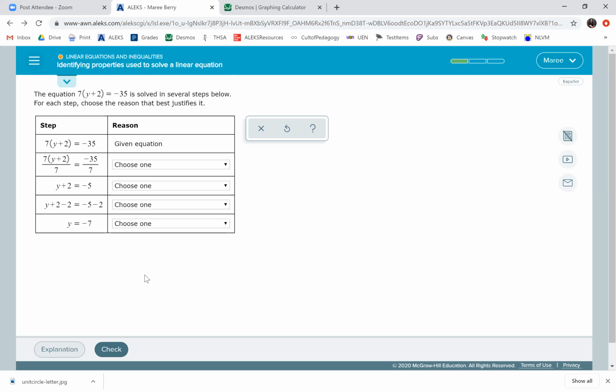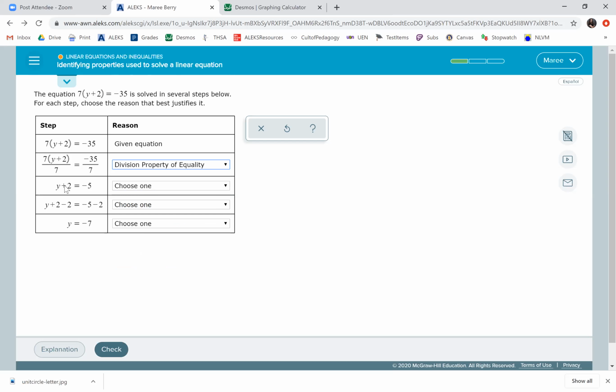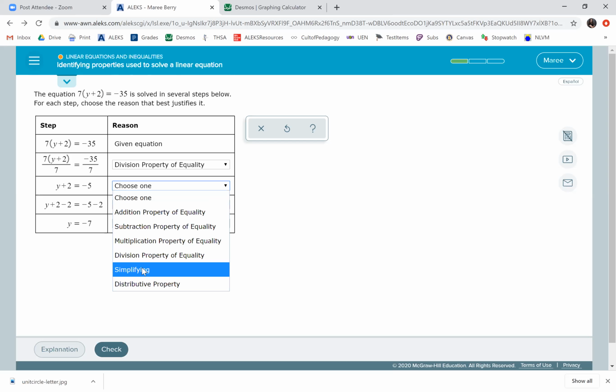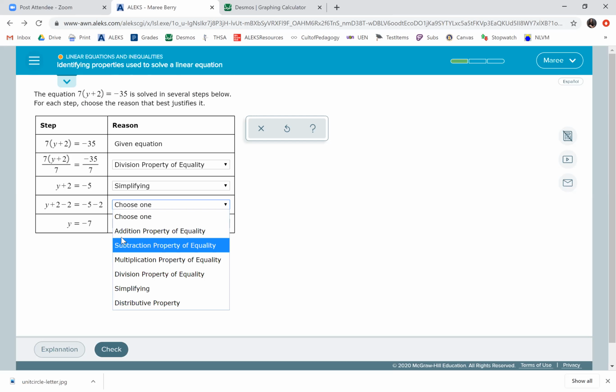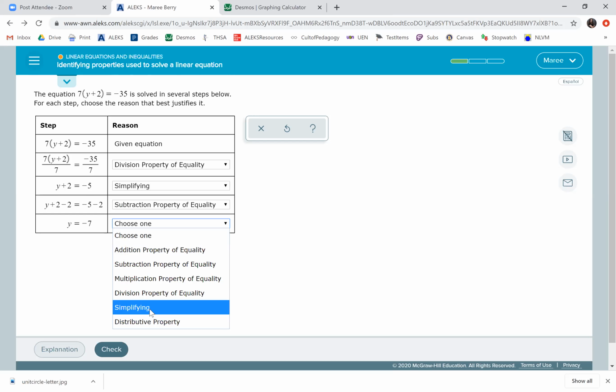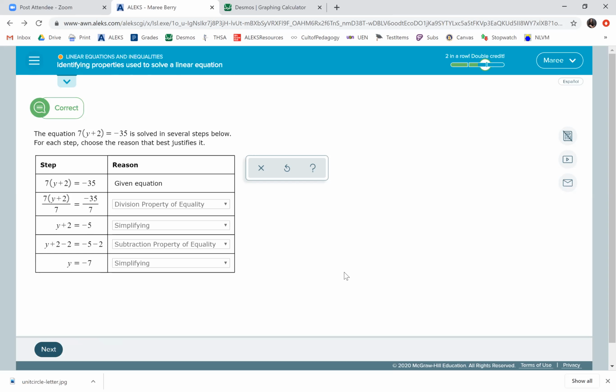what we do. Okay, so they give this, and then you notice they're dividing. So you have to kind of see what the difference is. So this is the division one. Then we simplify, of course, that comes after. Then it looks like they're subtracting 2 from both sides, so subtraction, and then of course we're going to simplify. And that's the end of the lesson.